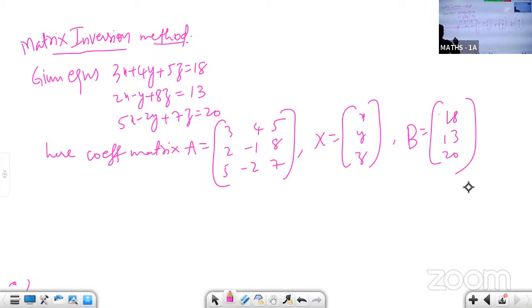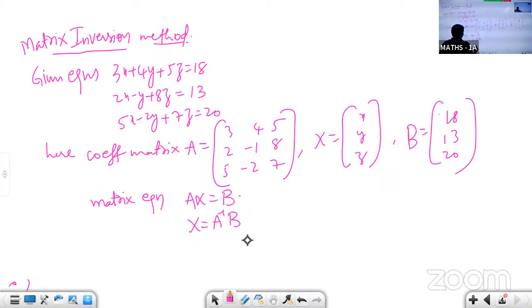Now, I am going to write the matrix equation. Now, what is that matrix equation? Ax equal to B. Then x equal to A inverse B. Now, where A inverse is nothing but adjoint A by det A. Means first let us find A inverse. Okay. For that, we are going to find adjoint A by det A.